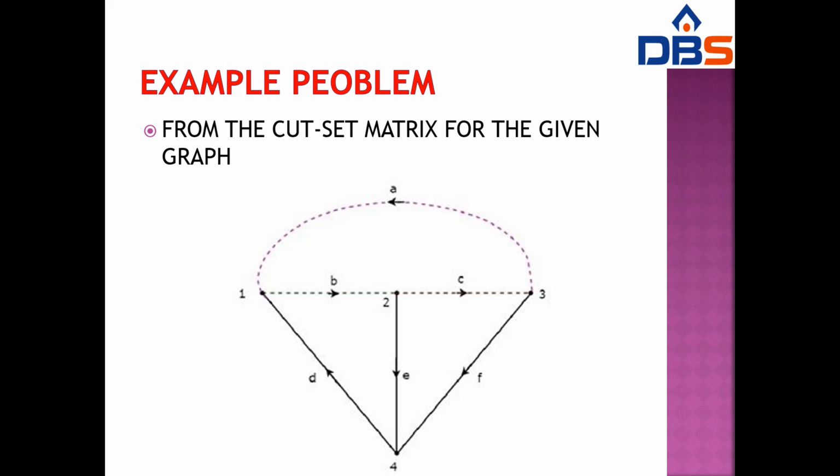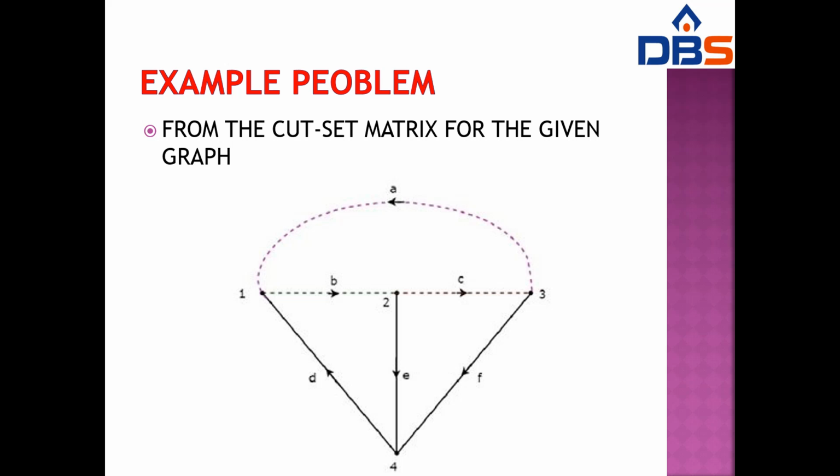So from the cut-set matrix, form the cut-set for the given graph. So this is the graph. There are totally 6 branches and 4 nodes. Cut-set means we have to take the tree branches. So you have to cut the first tree branch D, B, A, and for the second, the part will not be cut for the second node. So you have to cut like this, that is A, B, E, C. And the third, you have to cut B, A, C, F.